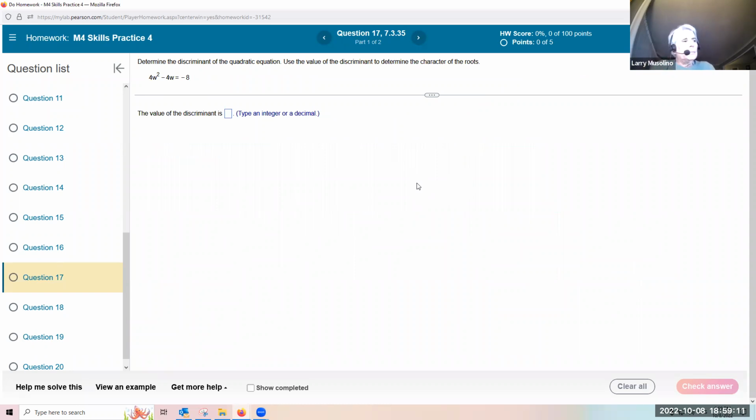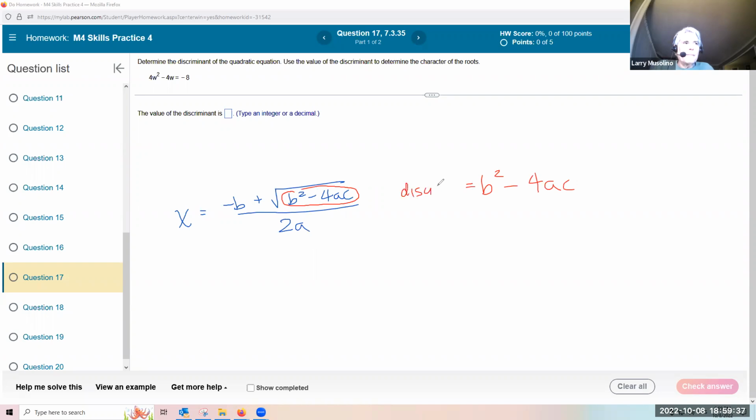Now, when you're working with that quadratic formula, let me write that out again. x equals negative b plus the square root of b squared minus 4ac, over 2a. This is one of the solutions. There's this quantity under the square root. This quantity, b squared minus 4ac, has a special name. We call this the discriminant. So I can just work out the value of this expression.